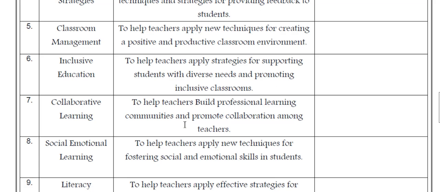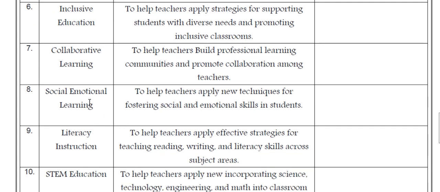Okay. Number 7, collaborative learning. The objectives are to help teachers build professional learning communities and promote collaboration among teachers. This is very important, my friends. For any school, you must, for example, have some time to conduct an open discussion about the controversial issues in teaching, in which teachers would benefit from each other, because every teacher has his own experiences that can benefit the other teachers. So we must get the teachers together to discuss and share one another's experiences so they can get the benefit. Okay? And this is what we call collaborative learning.